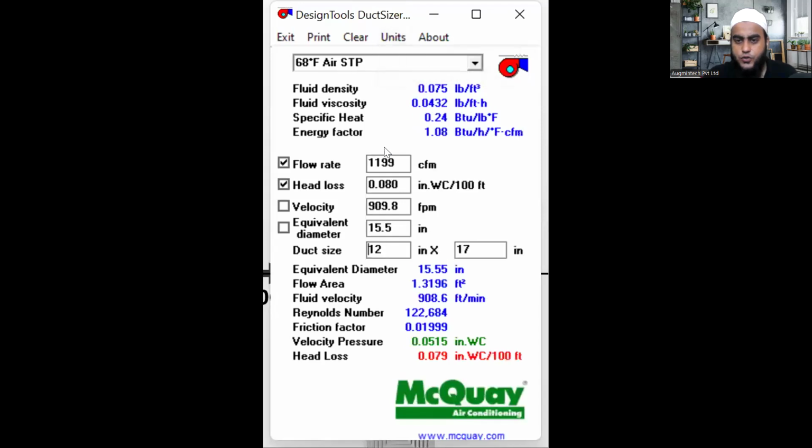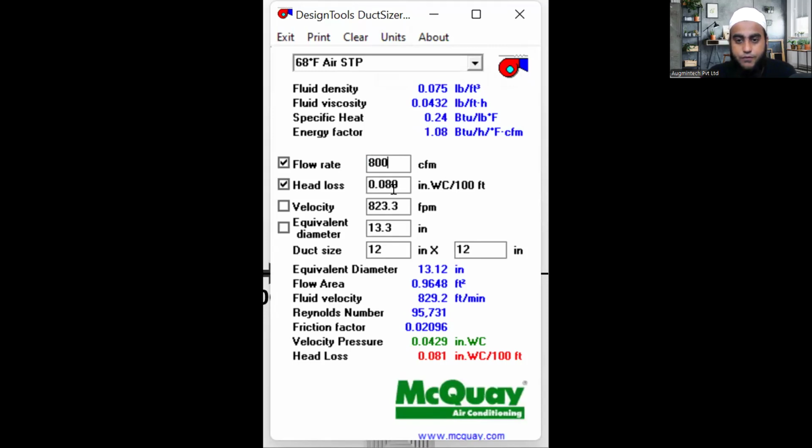First, change the unit to IPS, and here I am writing 800 CFM. The head loss I am considering the same, because I have told you in the equal friction method, at every 100 feet of duct we have to keep the friction loss or head loss value constant.